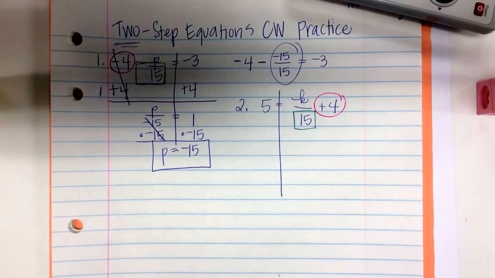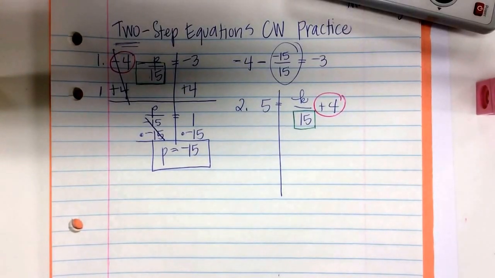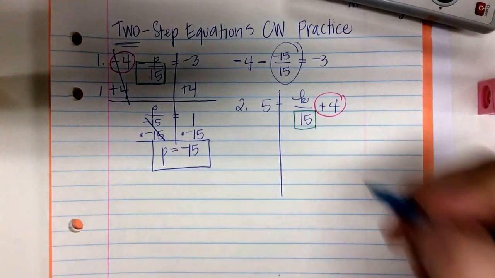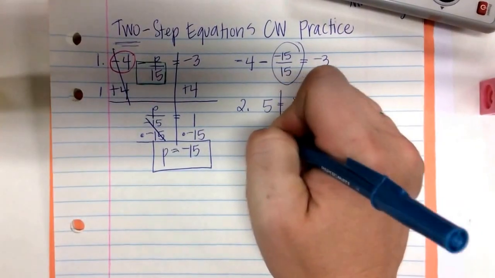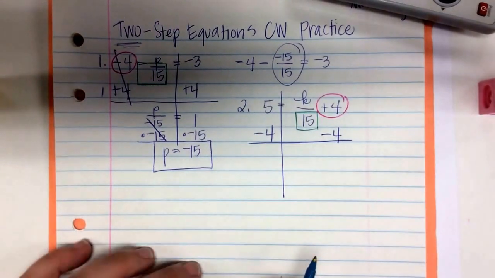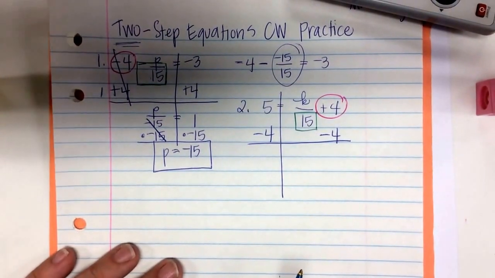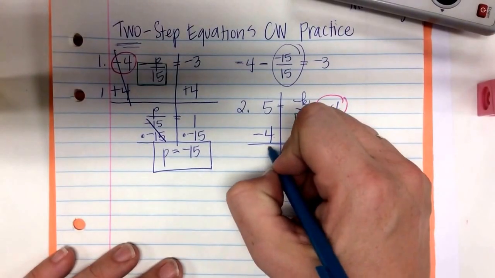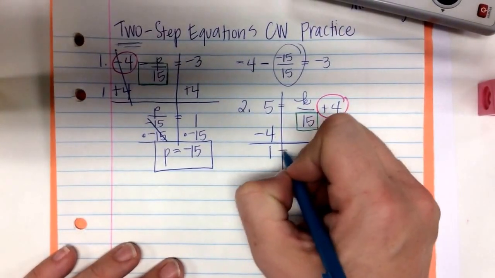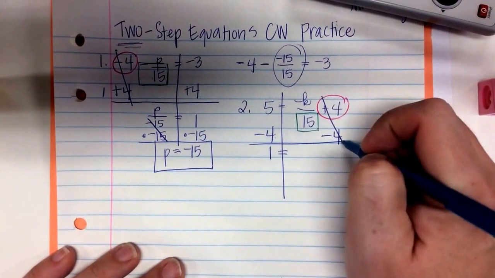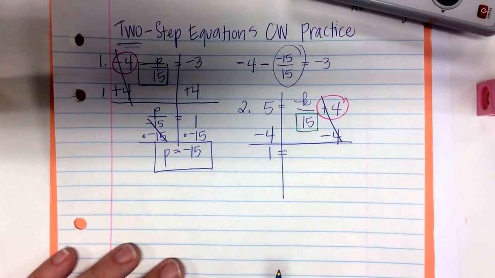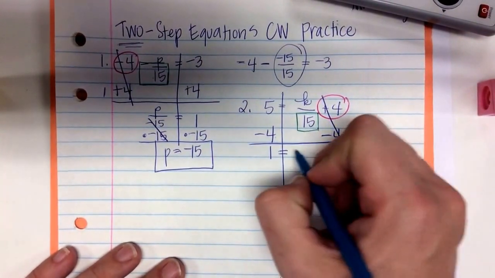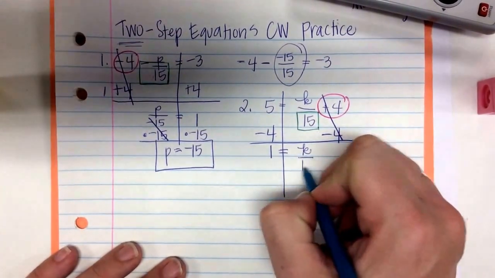Which one do we move first? Positive 4. The opposite or the inverse is negative 4 or minus 4. Both are the same. 5 minus 4 is 1 equals, my 4's disappear because they're inverses, and I have K over 15.